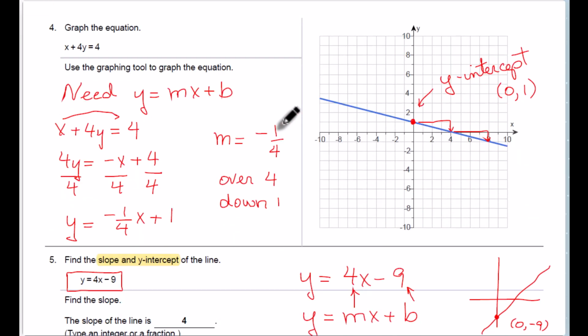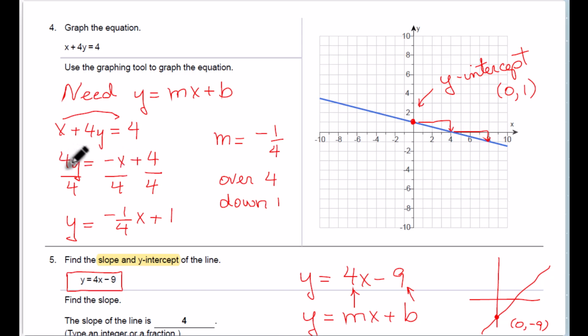What about this one? x plus 4y is 4. So looking at that, well, it's in a really bad format because I don't really have y by itself. But I can get y by itself. I can move the x to the right. If I move a variable across an equal, that's really the same as subtracting it. And so on the other side, it's a minus.